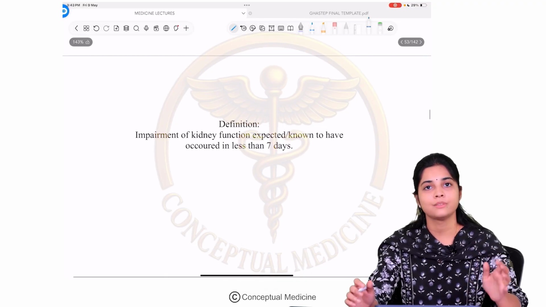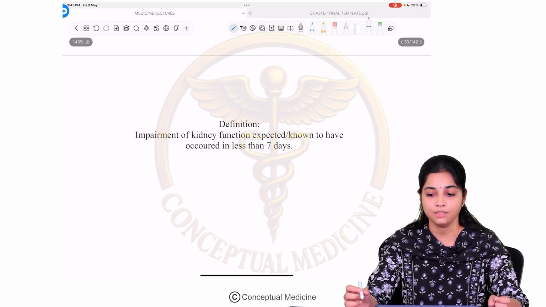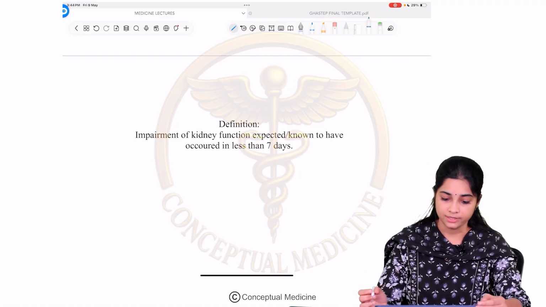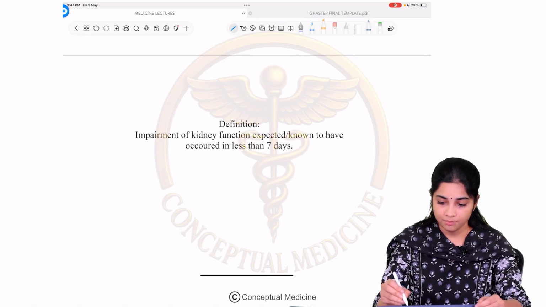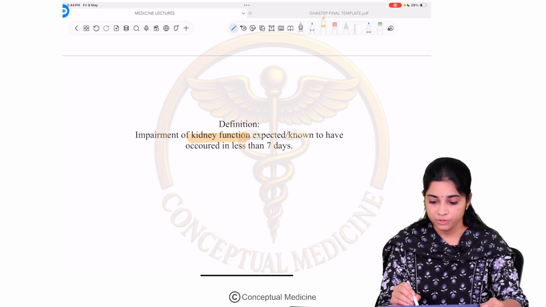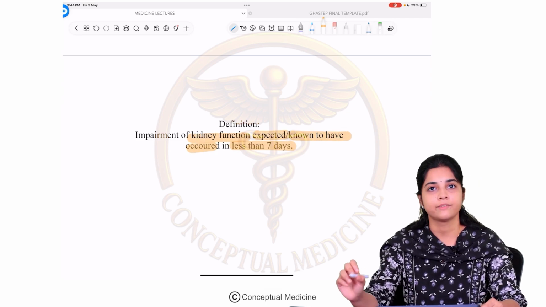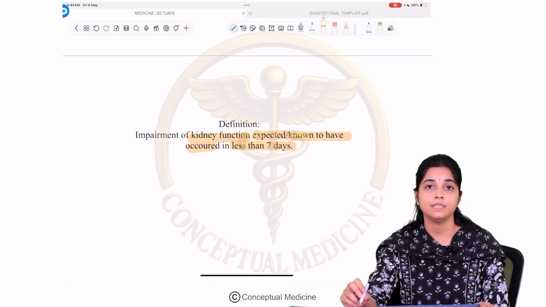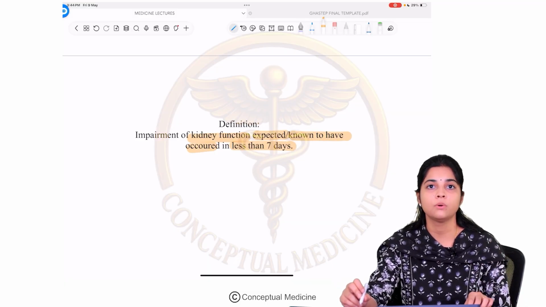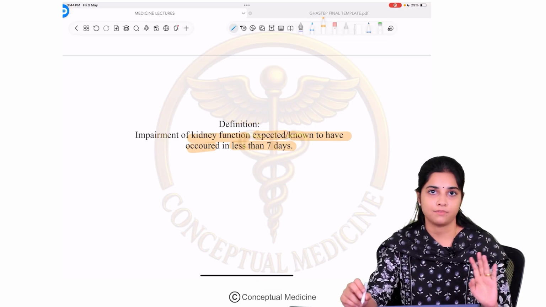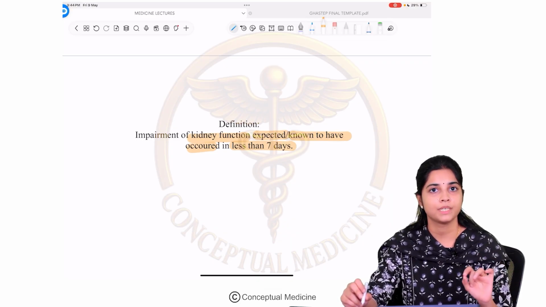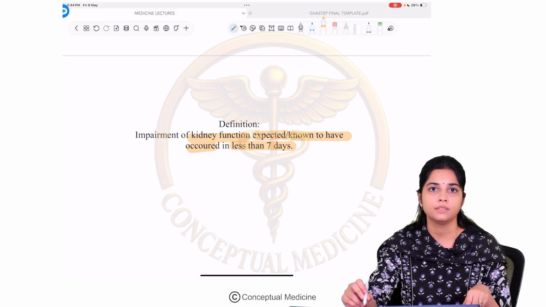So let us look at the definition of acute kidney injury. Acute kidney injury is basically defined as an impairment in kidney function which is expected or known to have occurred in less than 7 days. So an impairment in kidney function which is expected or known to have occurred in the past 7 days. Okay, so this is your basic definition of acute kidney injury.